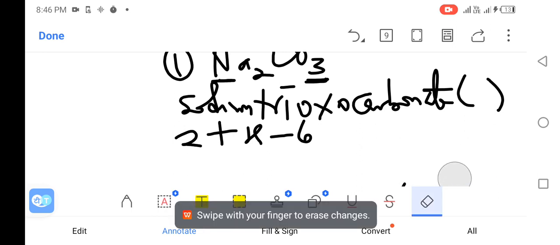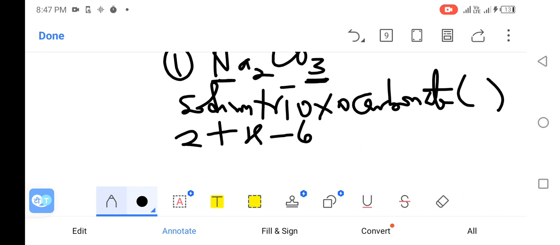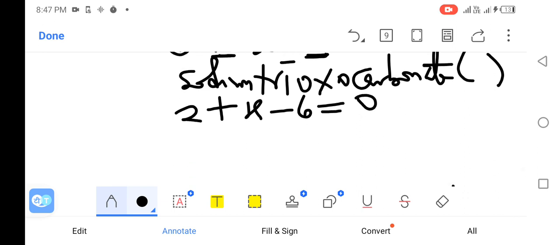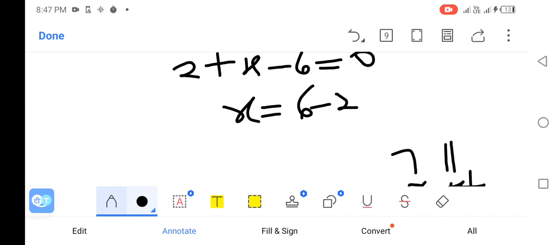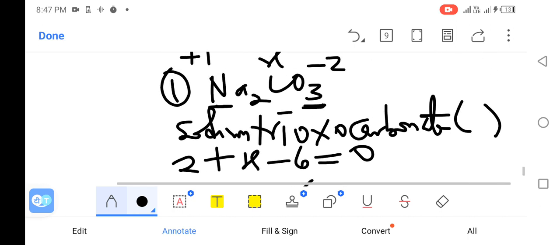Please, am I communicating? It's -6. All equal to 0, because it's a compound. What would that give us? X is equal to, carry all numbers to the right hand side. You have 6, and 2 coming becomes -2. That will give us 4. Therefore, the name of this compound is sodium trioxocarbonate(IV). Does that make sense?